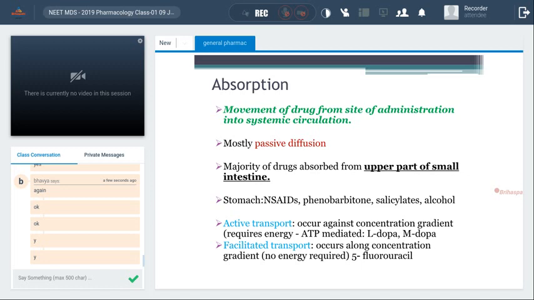Okay, so this slide is just to show you if an MCQ appears. All drugs are absorbed by active transport except, or all drugs are absorbed by passive diffusion except, something like that. So active transport is L-dopa and M-dopa, and facilitated transport is 5-fluorouracil.